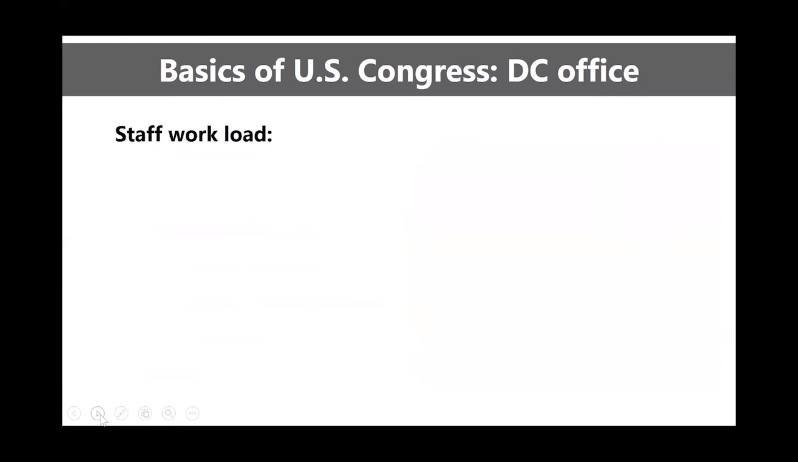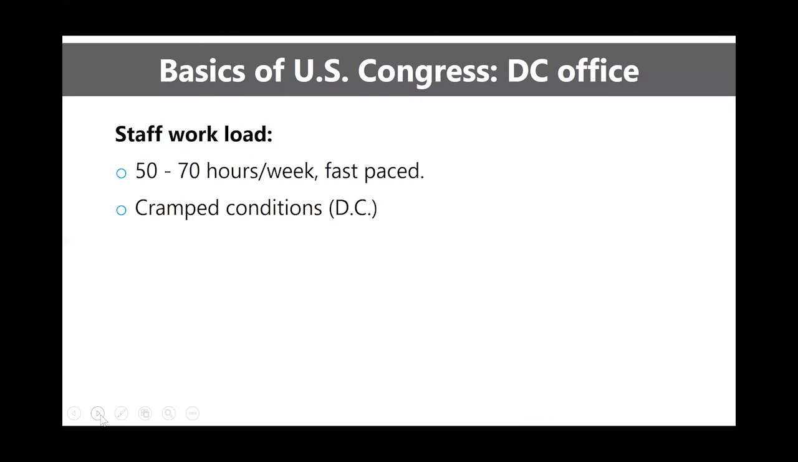So we're going to wrap up talking about what it's like to work in a congressional office. On Capitol Hill, they work 50 to 70 hours per week. It's fast-paced, and they work in very cramped conditions. I think anyone that ever walks into the Congress for the first time on Capitol Hill and walks into an office and realizes where you're going to meet is actually where they work, and sees the cramped conditions that they work in, gets a much better context of what they're dealing with every day.